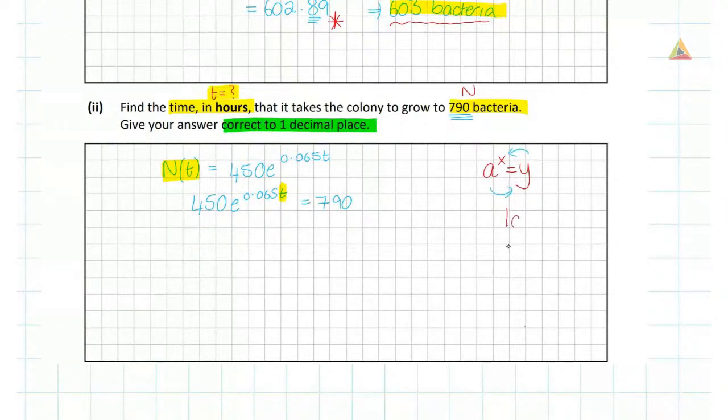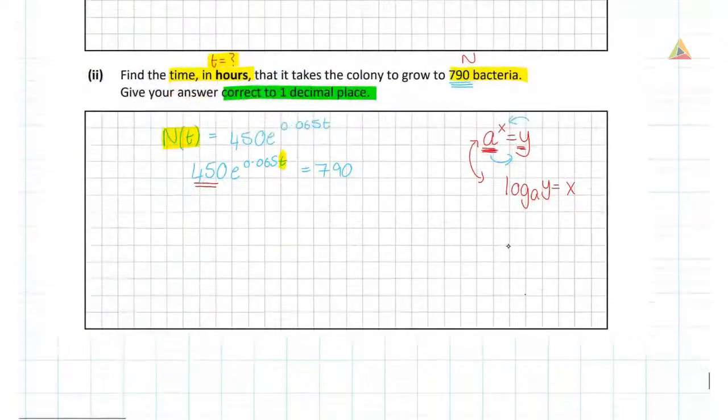So that's going to be log to the base a of y equals x, and these two are equivalent. One is just index and one is in logs. They're opposites of each other. But notice up here, it's just a number to a power equals another number. So we have to tidy up this equation first. That 450 is basically in the way. So what we're going to do is divide both sides by 450.